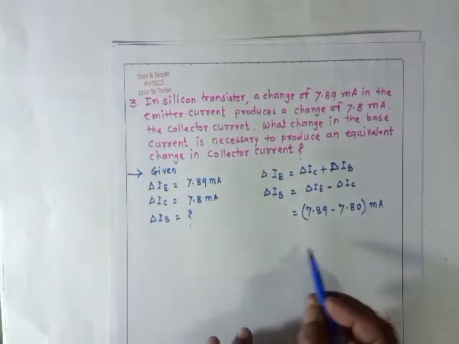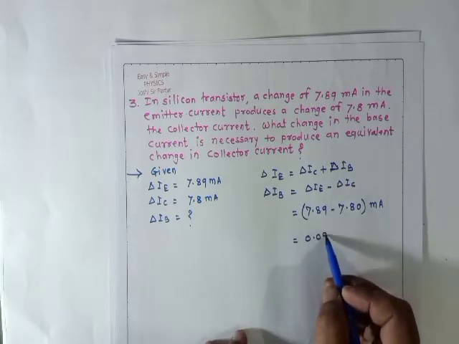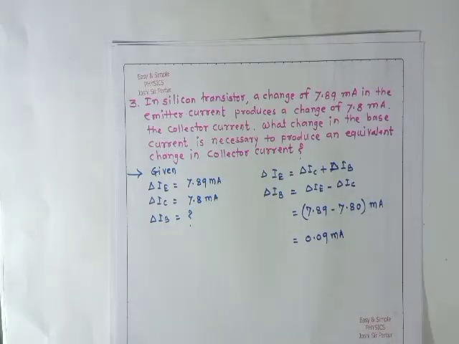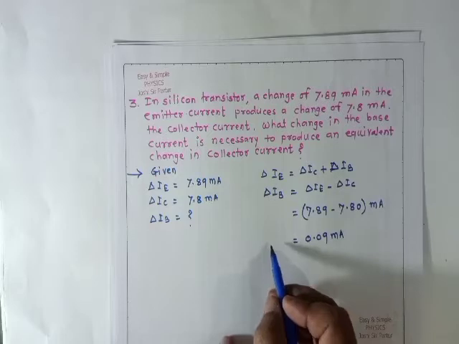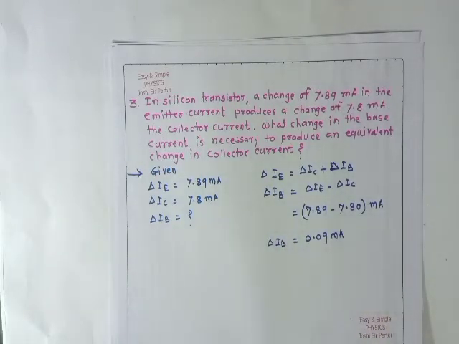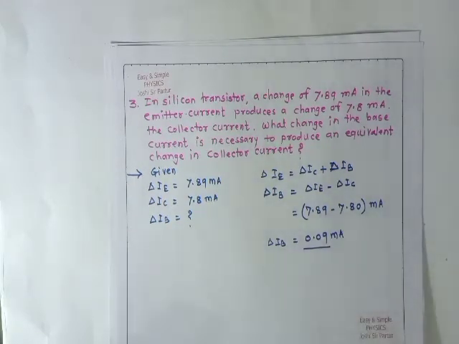So if we subtract here, 0.09 milliampere, and that will be the change in base current which is necessary to produce the equivalent change in collector current. Here the answer will be 0.09 milliampere.